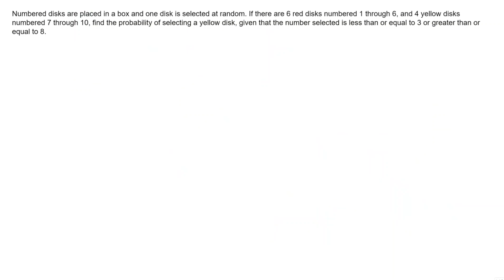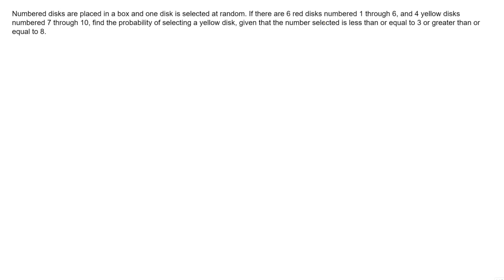Numbered discs are placed in a box and one disc is selected at random. If there are 6 red discs numbered 1 through 6 and 4 yellow discs numbered 7 through 10, find the probability of selecting a yellow disc given that the number selected is less than or equal to 3 or greater than or equal to 8. Alright, so this particular question here has got a lot of different things going on.